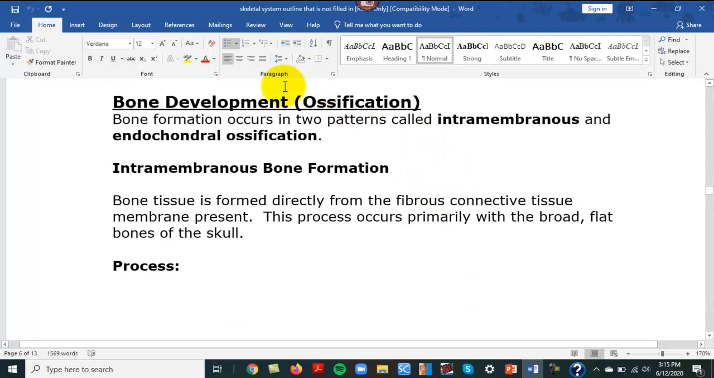Okay, a couple more things, and we're going to stop this video, and we'll start next with the other. So bone development. Let's do this one first. We'll start the next video with how the endochondral ossification takes place. So bones develop two ways, either what's called the intramembranous process or the endochondral ossification.